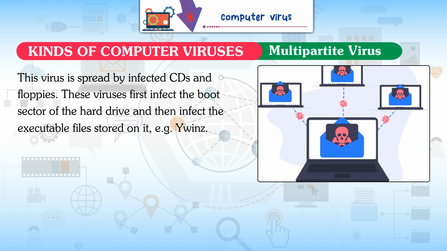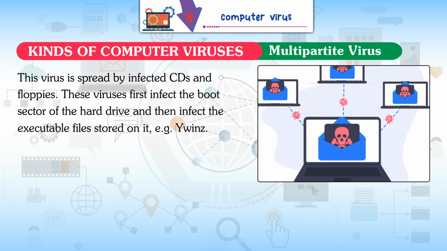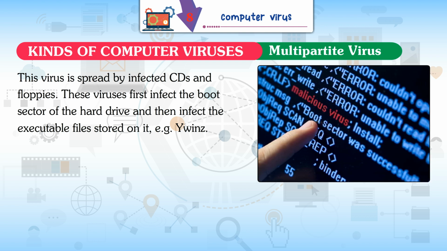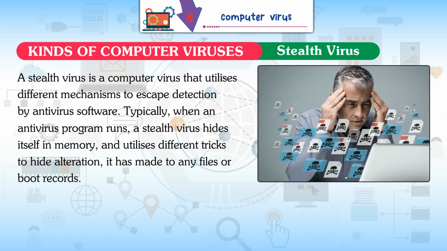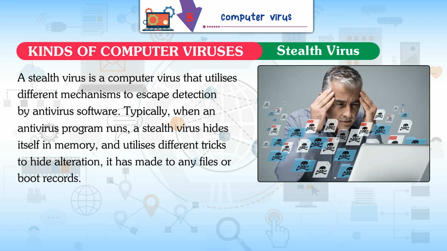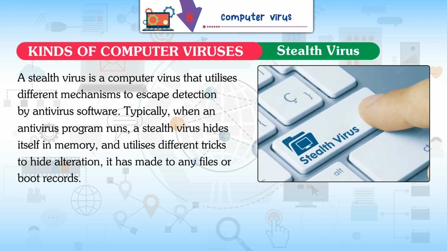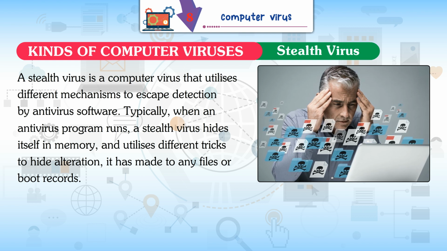Multipartite virus. This virus is spread by infected CDs and floppies. These viruses first infect the boot sector of the hard drive and then infect the executable files stored on it. Example: Y-Wing. Stealth virus. A stealth virus is a computer virus that utilizes different mechanisms to escape detection by antivirus software. Typically, when an antivirus program runs, a stealth virus hides itself in memory and utilizes different tricks to hide the alterations it has made to any files or boot records.